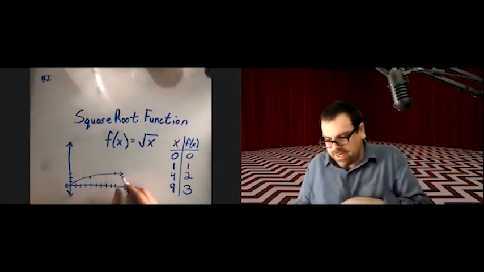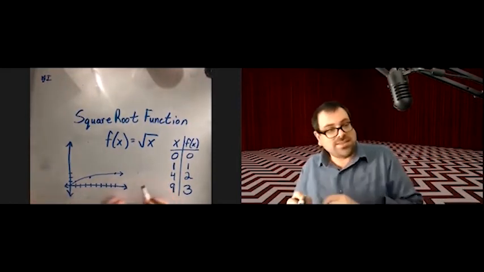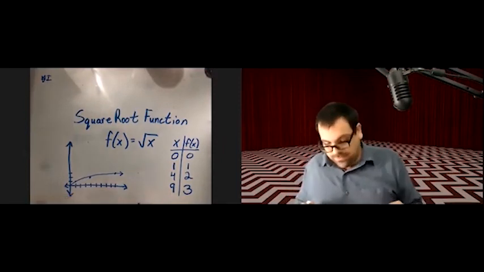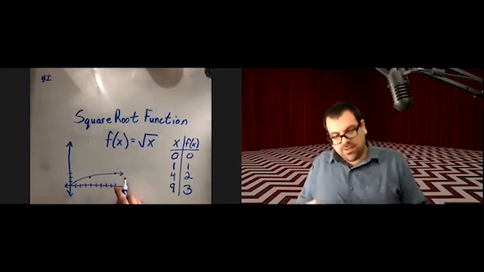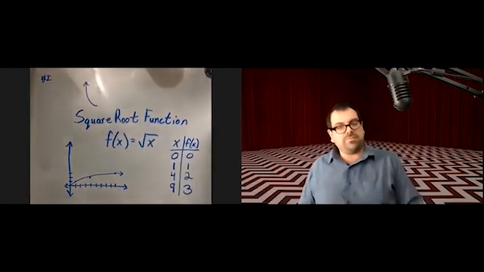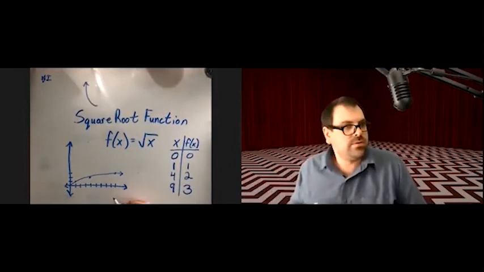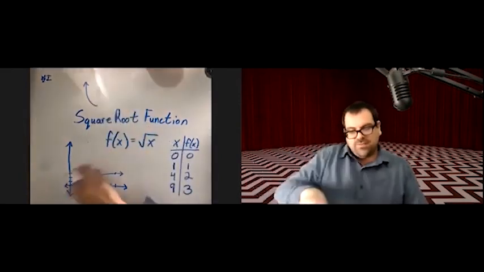And it's going to keep getting shallower and shallower, not steeper. It's getting shallower. Does that look like anything? If I turned it on its side, you'd have half of a parabola. If I turn this on its side, you'd have the square root.